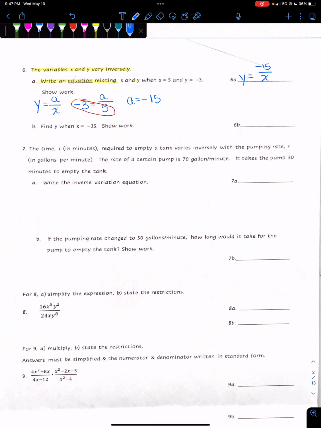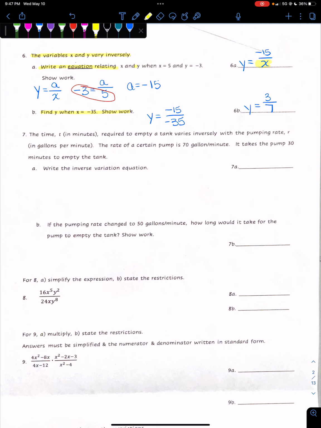All right, for part B, now find y when x equals -35. So for x, we're going to substitute in -35. So I've got y equals -15 over -35. A negative divided by a negative makes a positive. They're both divisible by 5. So I get y is equal to 3/7. All right, looking at number 7, the time in minutes, which is t, required to empty a tank varies inversely. That's going to be a division with the pumping rate r.